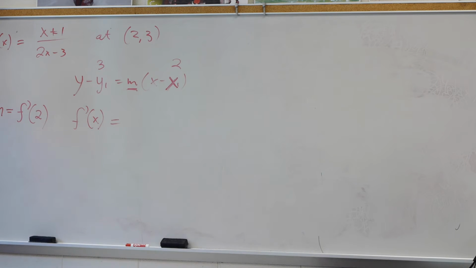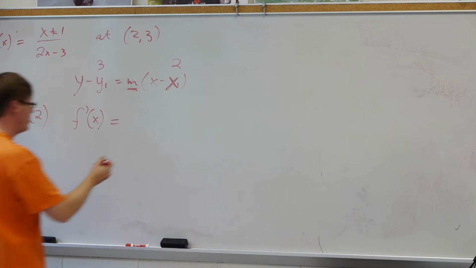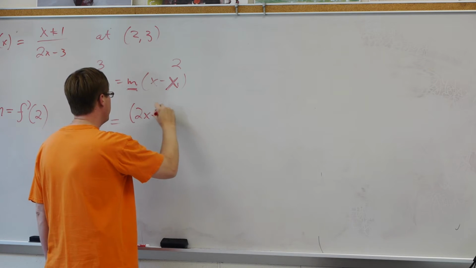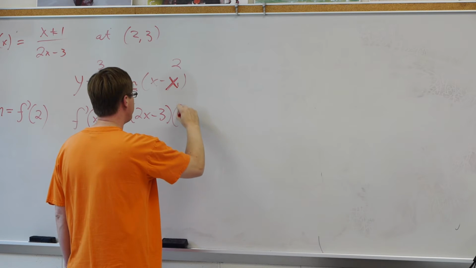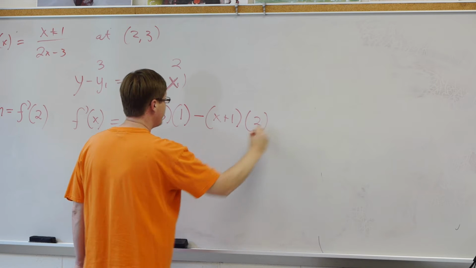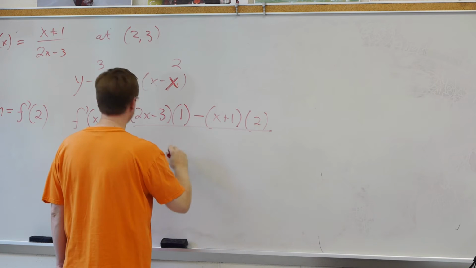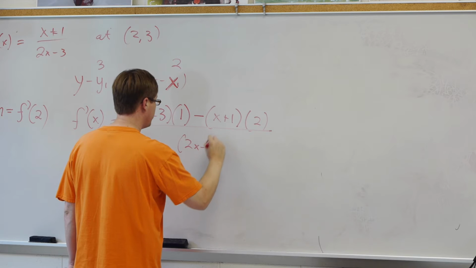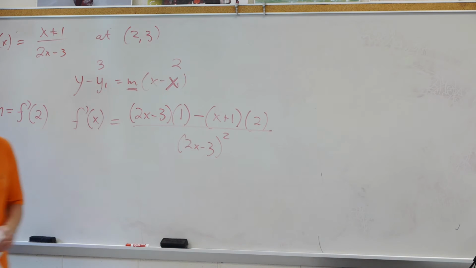quotient rule for this one. I don't see anything that factors or simplifies. So bottom times derivative of the top minus the top times derivative of the bottom, over the denominator squared.